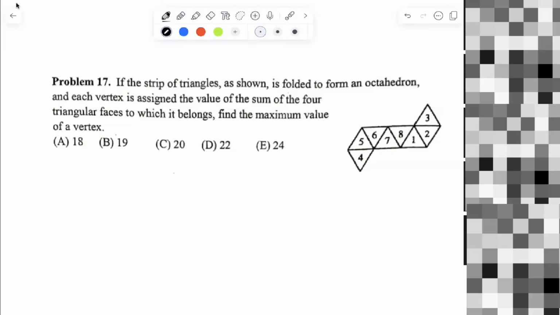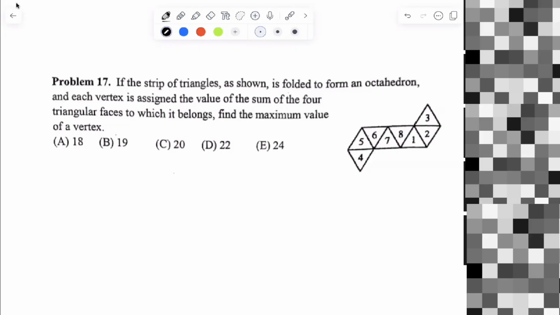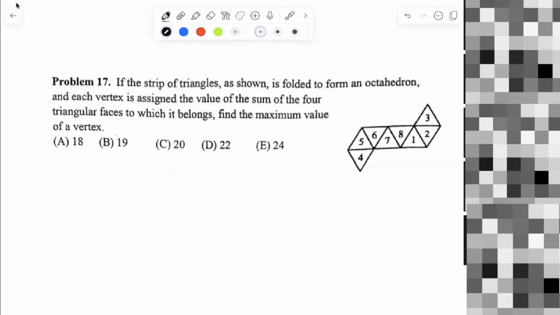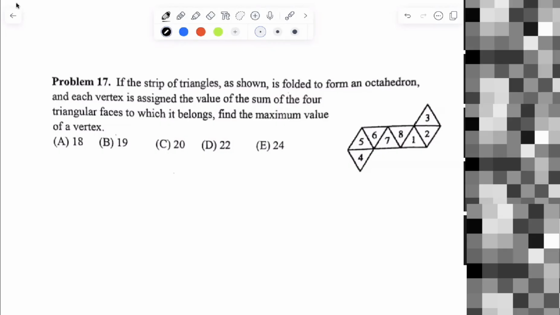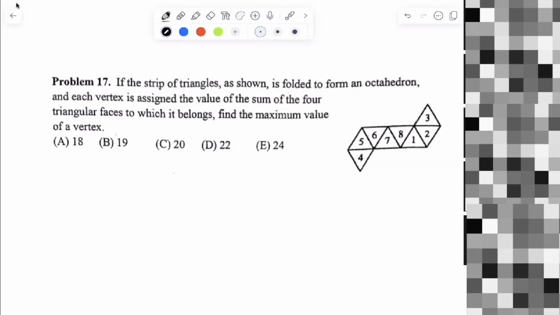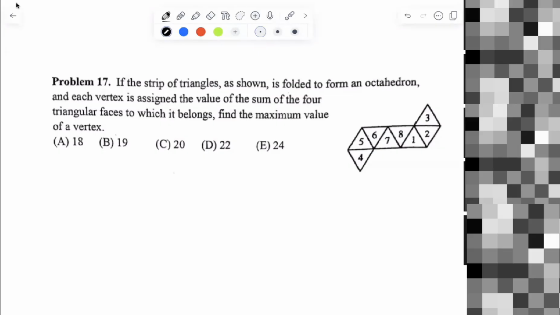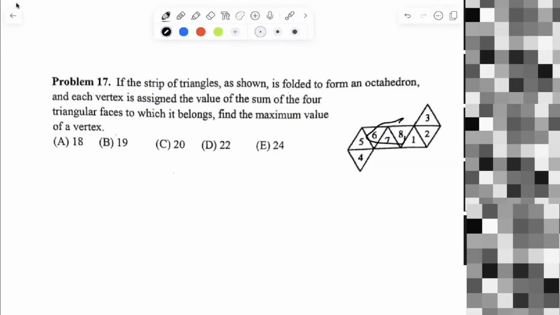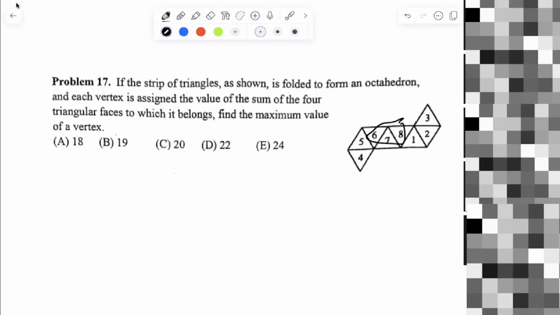All right, guys, let's get started with this question. We already know that there are already three faces that meet at vertex A: 8, 7, 6. So we only need to find one more face. We already know that these are true, since they are the biggest numbers here. Now, we only need to find one more face.